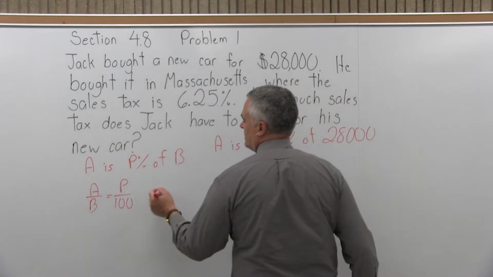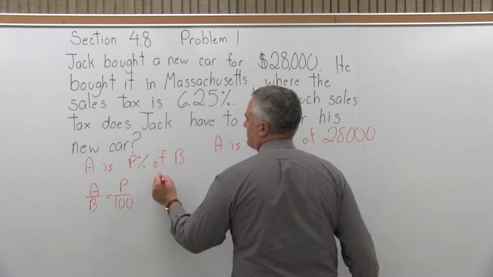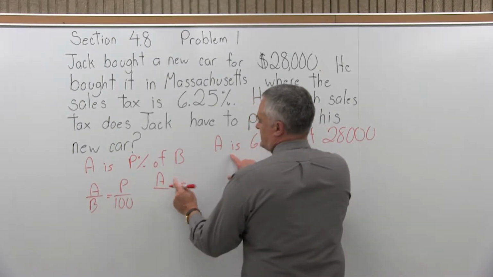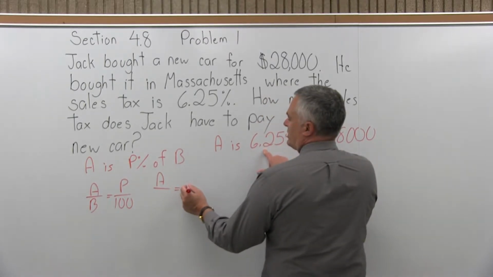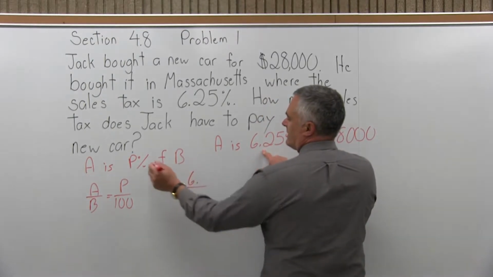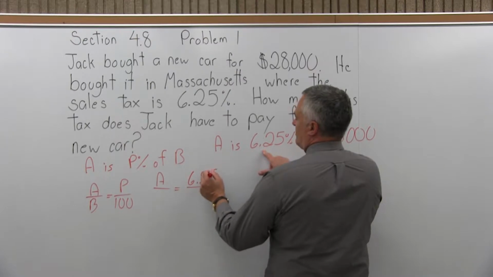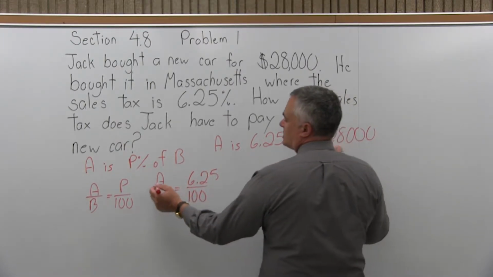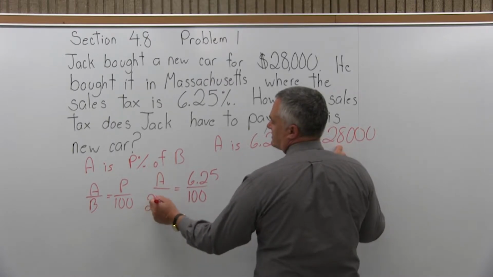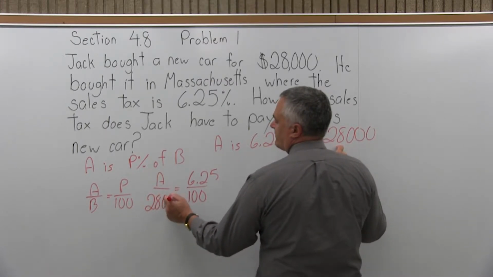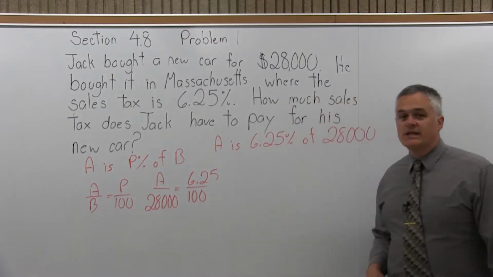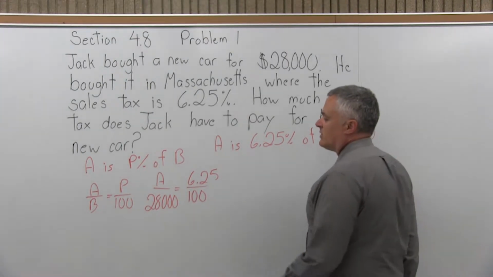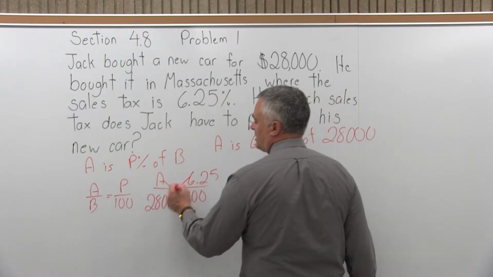The A is the unknown, it's the variable, so we'll leave it as a variable. The equals is the is, 6.25, that's the P, percent just is the 100, of B, so the B is the $28,000. So that's how it fills in. I have an equation, I have one unknown, so I'll be able to figure it out. And the way to solve these is to cross multiply.